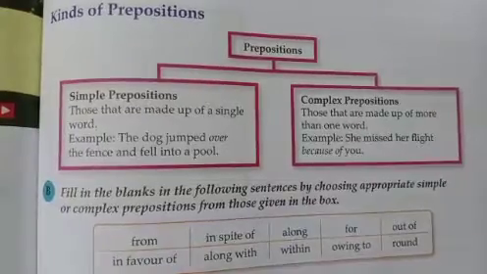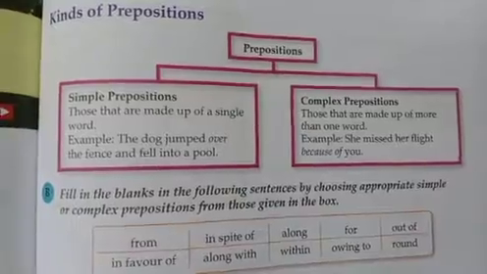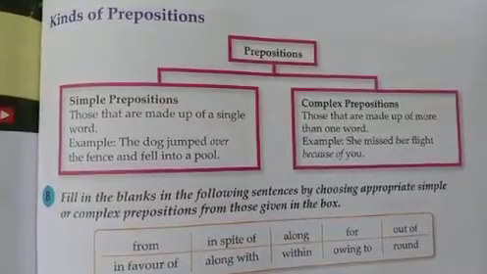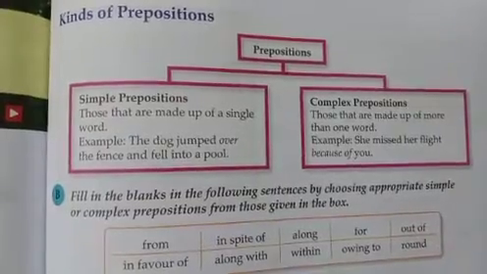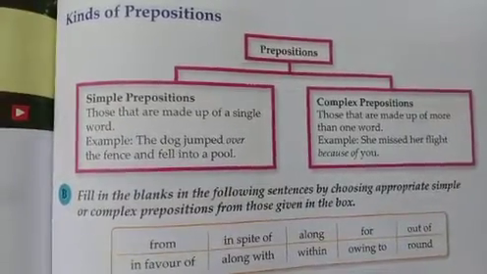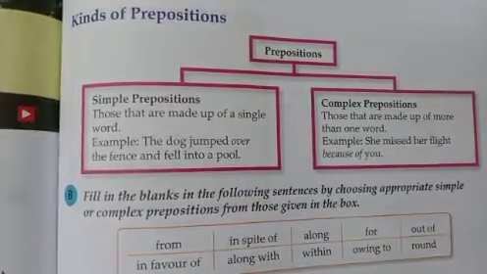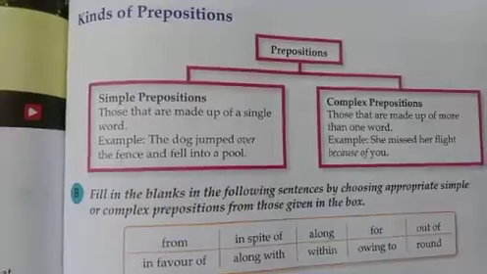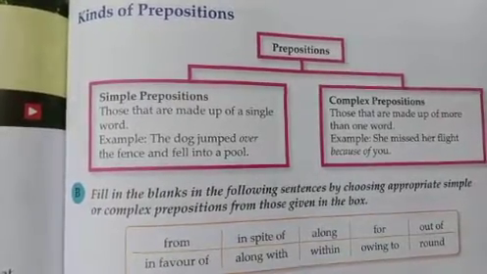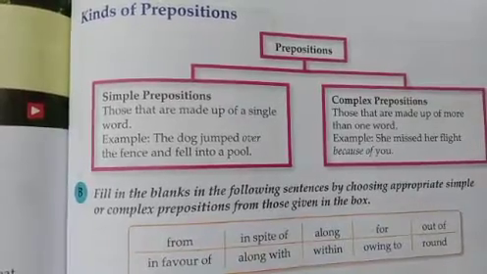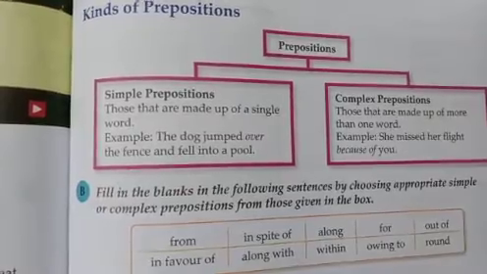Here, the name itself, simple. What is simple? Simple means those that are made up of single word. Single means just a word. Like in, for, off, on, over, under. There are around 70 simple prepositions. Okay, here there are given. The dog jumped over the fence and fell into the pool. So they are all single word.